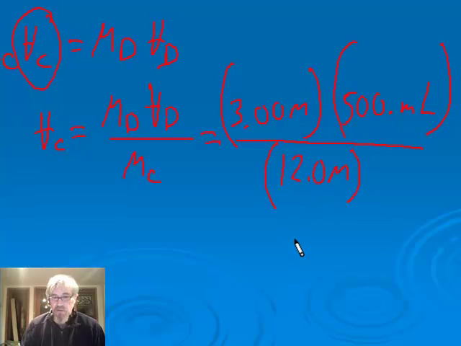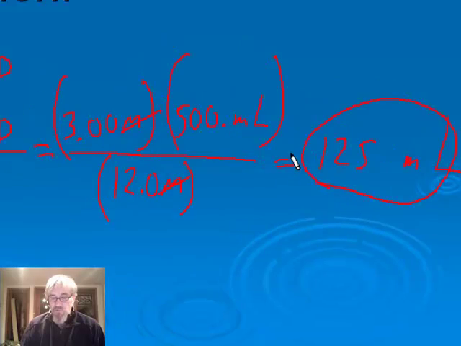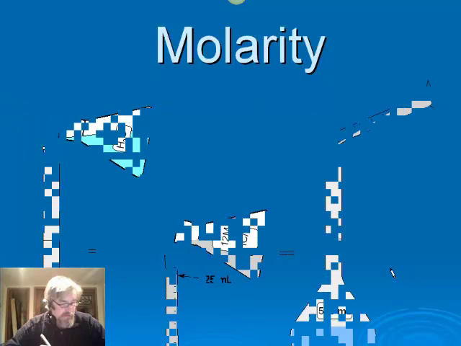Look at what happens to units. Molarity drops out, and I'll have units of volume, which is what I want, milliliters. 500 times 3 divided by 12 to 3 significant figures is going to give you 125 milliliters. That's how much of the concentrated solution I need to dilute up to 500 milliliters to get the concentration that I want. So the next thing you do is measure out that quantity of the concentrated solution and put it in the volumetric flask. Now here's an important note.